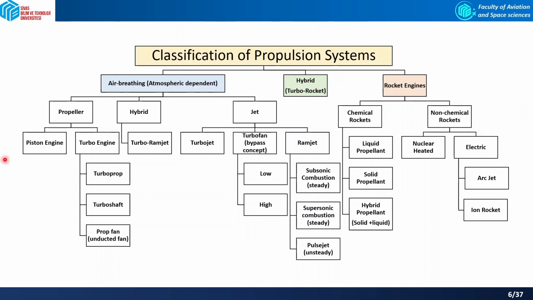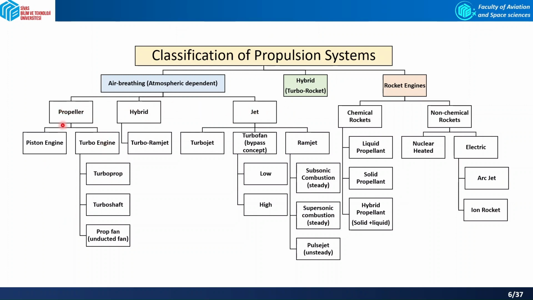So first of all, let's look at this left side, the air breathing or atmospheric dependent engines. What are these propulsion systems actually? These are the systems that actually rely on the air inside the atmosphere, or they are dependent on the air. So when there is no air, they cannot work. It means that outside the atmosphere, in space, they cannot work. So we can classify them as jet engines, the propeller engines, as you see, and again a hybrid form of the propeller and jets.